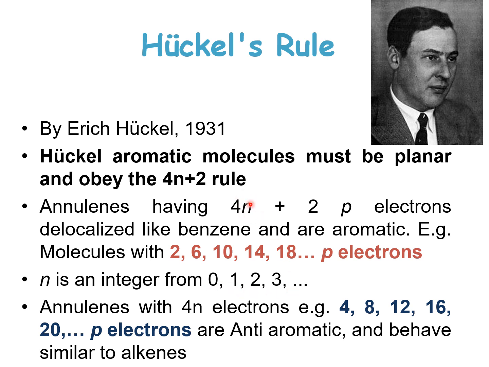If n is 0, then as per Hückel's rule, the calculation of pi electrons comes as 4 into 0, that is 0, plus 2, so the answer is only 2. If n is 1, then 4 into 1, that is 4 plus 2, 6 electrons. If n is 2, then 4 into 2, 8 plus 2, that is 10 electrons. So any such compound which satisfies some other criteria of aromaticity along with Hückel's rule is called aromatic.